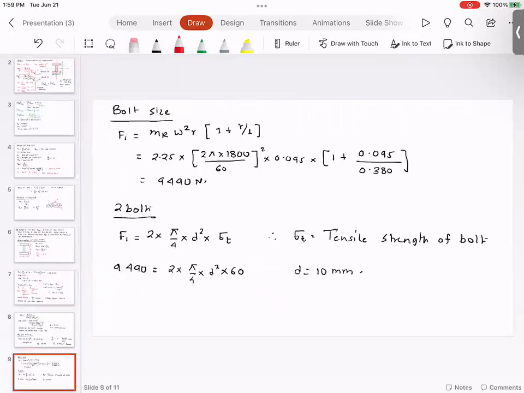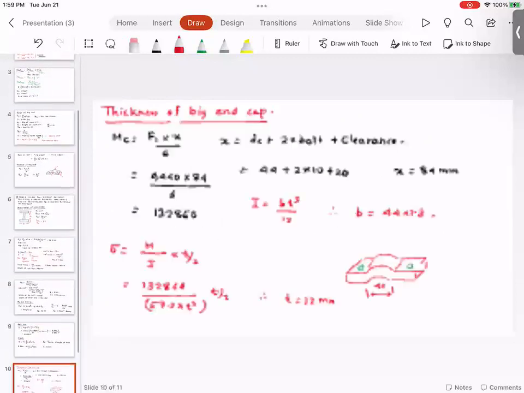Then in the second step, we consider 2 bolts. We find out the varying load and then we equate that to the load that is sustained by the bolts, because bolts would keep the connecting rod and the big end in place. So bolts are designed based on the tensile criteria. So here we get the 10 millimeter bolt.